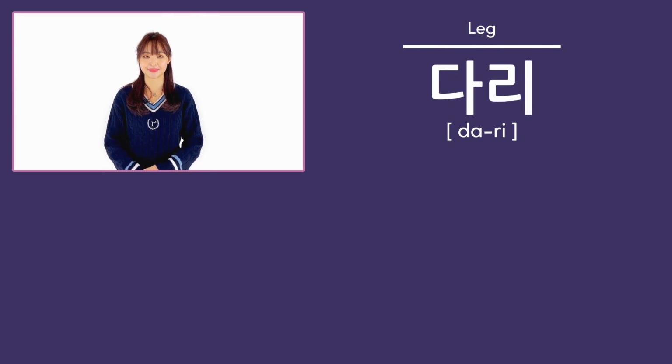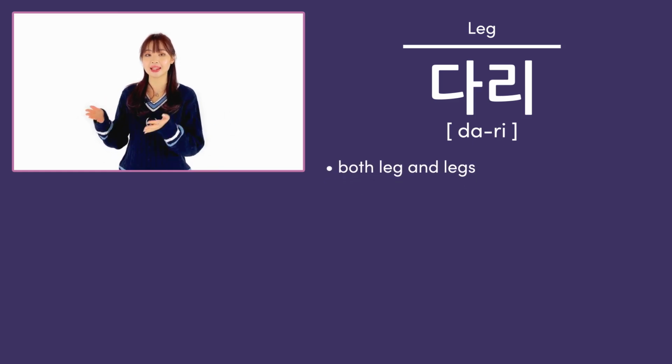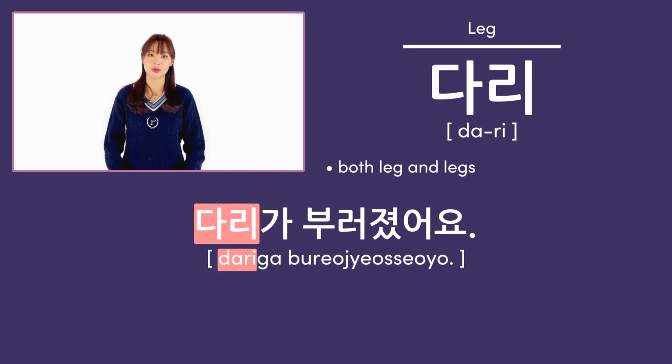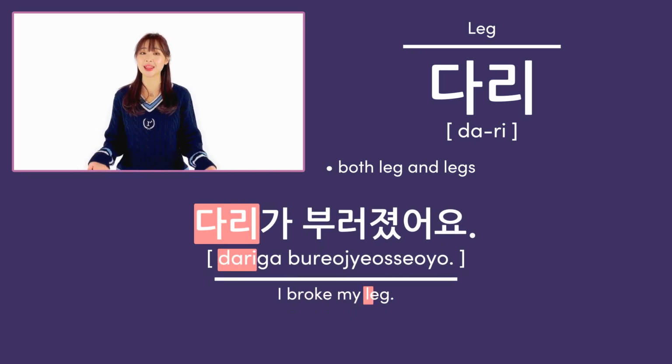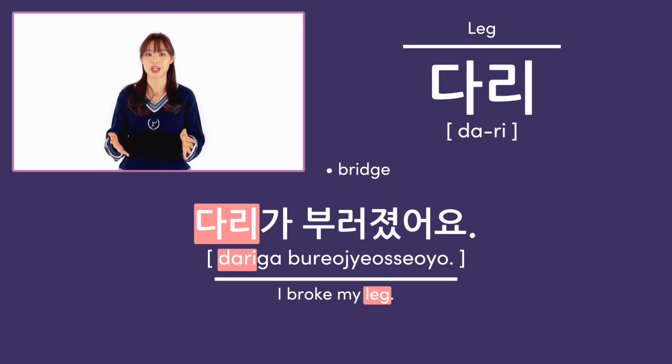Leg. 다리. 다리 can mean both leg and legs. For example, 다리가 부러졌어요. This means I broke my leg. This word also means bridge.